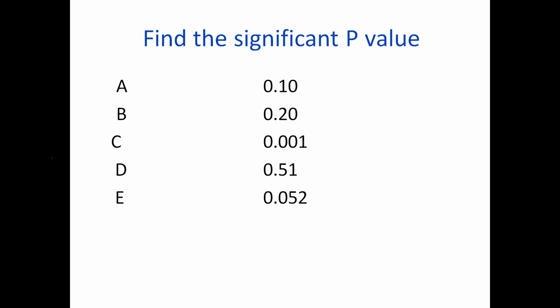Those who have written C and E, only C is correct. Those who are writing E also, E is not statistically significant, because any time you will see it should be less than 0.05. So E is not less than 0.05, and we will not say E is significant. Only C is significant in this case, and the rest, A, B, D, are not significant.